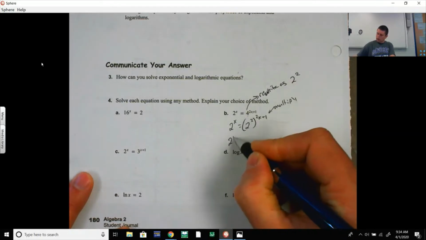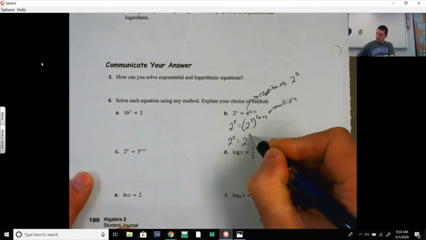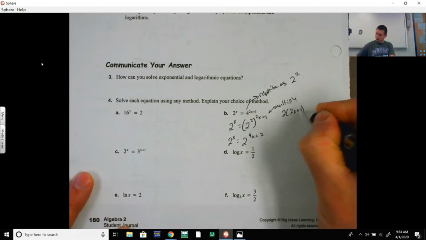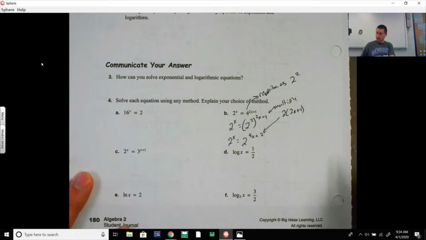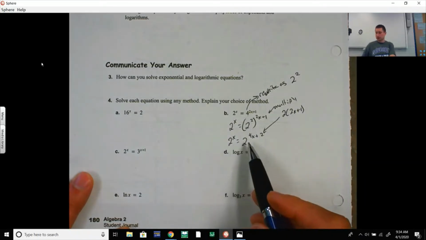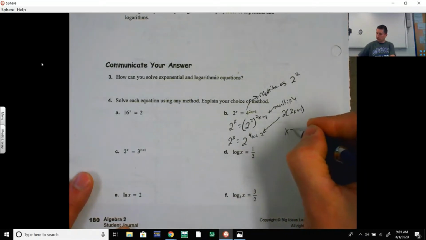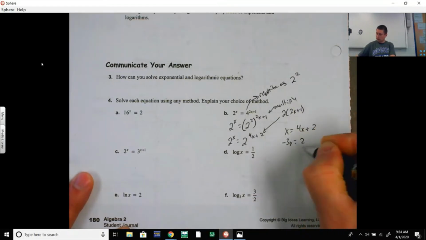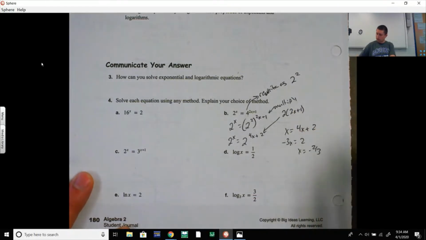So 2 to the x equals 2 to the 4x plus 2. So 2 times 2x plus 1 is 4x plus 2. Now you have two exponential functions with the same base. So x equals 4x plus 2. Negative 3x equals 2. So x equals negative 2/3.